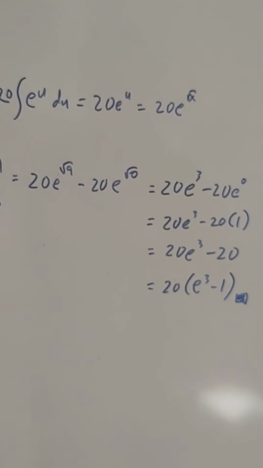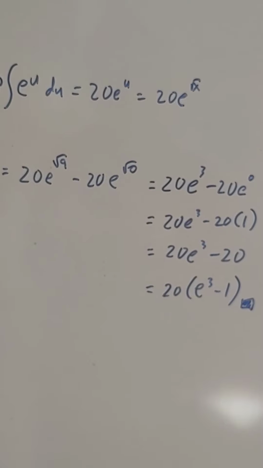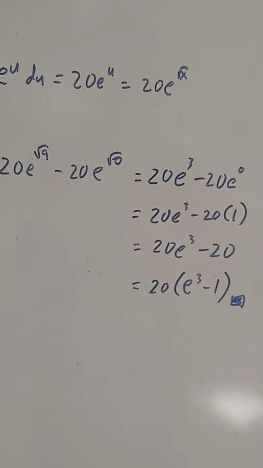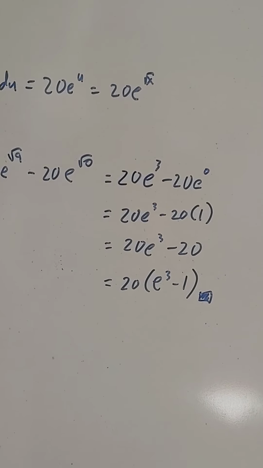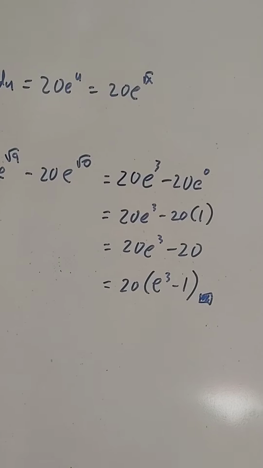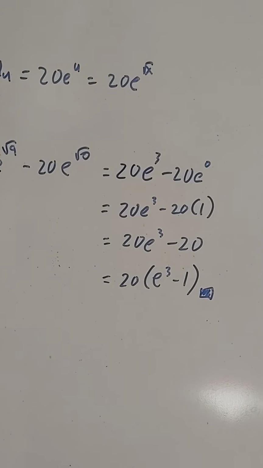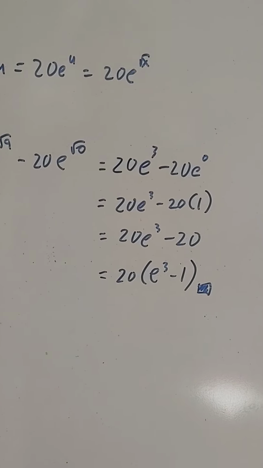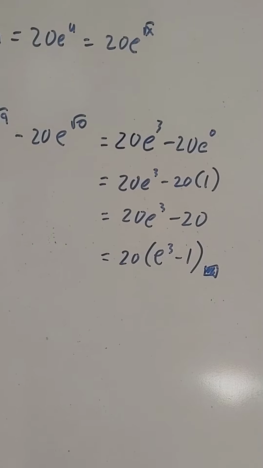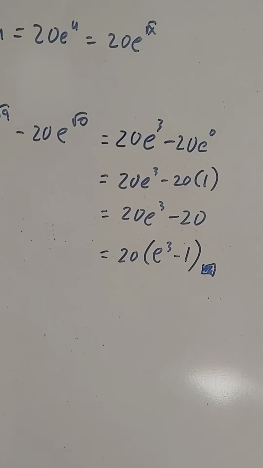Simplifying, we know the square root of 9 is 3. So it's going to be 20e to the third minus 20e to the 0, because the square root of 0 is 0. So this is going to simplify to 20e cubed minus 20 times 1, because e to the 0 is 1. And of course, 20 times 1 is 20, so I wrote 20e cubed minus 20. That answer is good, or you can pull out that GCF of 20 to get 20 times e cubed minus 1. And that is our final answer.